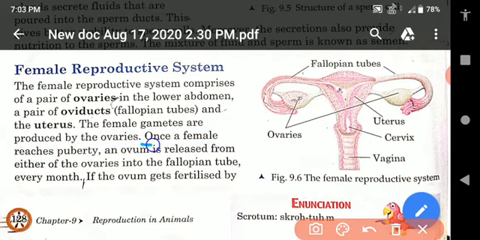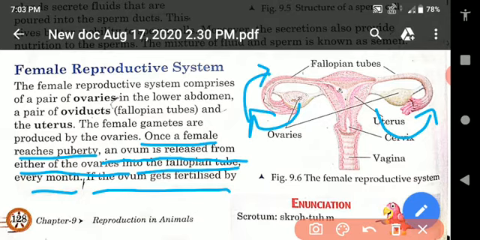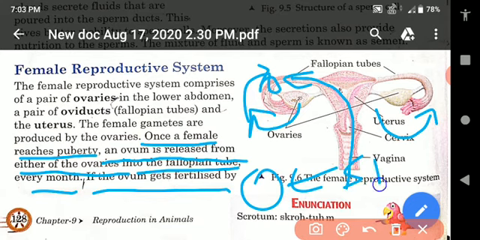Once a female reaches puberty, what is the age of puberty in a female? 11 to 14. An ovum is released from either ovary, from here in this month, then from here in the next month, into the fallopian tube. Every month, if the ovum reaches the fallopian tube and gets fertilized with the sperm, ovum gets fertilized with sperm.